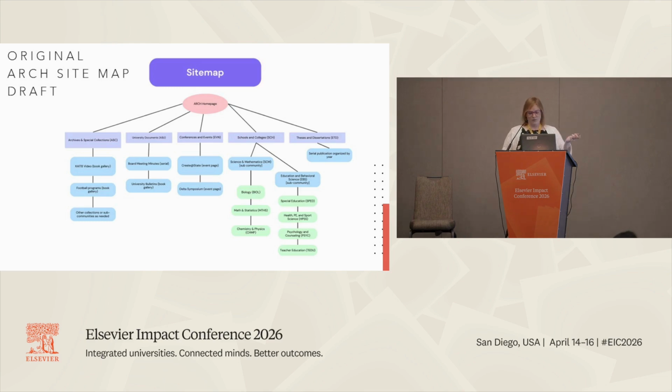And then I was also thinking about the URLs that are going to be going with this. You can see that archives and special collections is ASC. University documents is ASU, that sort of thing.